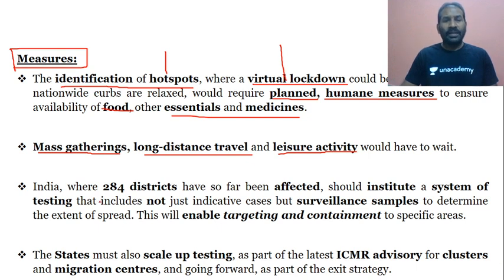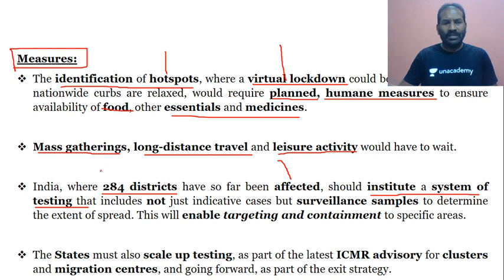India's government has identified 284 districts which have been affected, and a system of testing should be instituted. Once these hotspots have been identified, the government has to go ahead with tracing, testing, and treatment. These three T's, as I keep repeating in each class, have to be brought into existence, and testing has to be done.